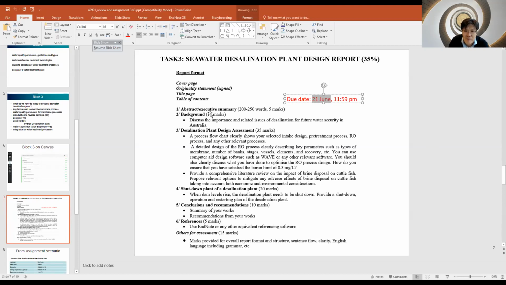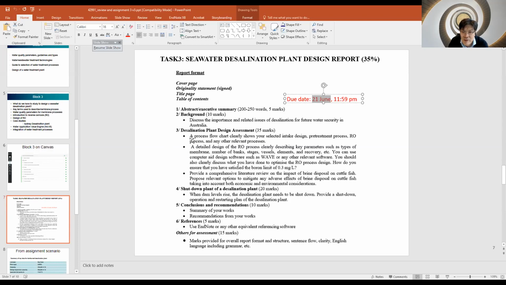It's a very tight schedule, so you can start as soon as possible. Your abstract or executive summary should be around 200 to 250 words, and then the background, which is basically from your scenario. Discuss the importance and related issues of desalination for future water security in Australia. And the third question is about how to design the desalination plant.